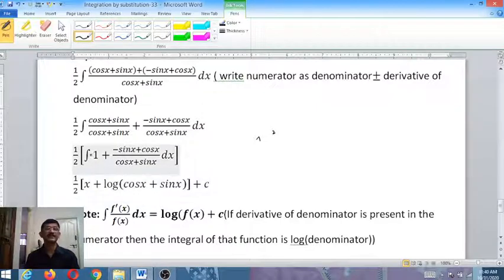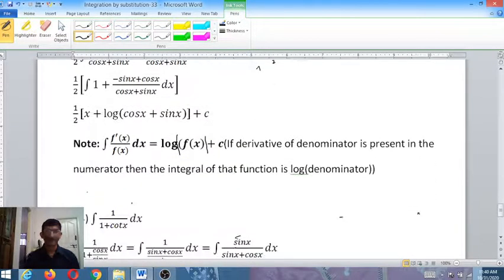Cos x plus sin x by cos x plus sin x is 1 as it is. Integral of 1 is x plus, this is important, look here. Integral of f dash x by f of x dx is log of modulus of f of x plus c. What does it say? If the derivative of the denominator f of x is present in the numerator, then the integral of that function is log of the denominator.